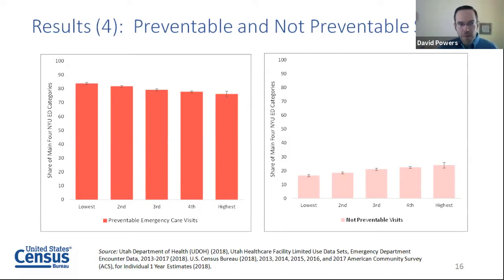If we look at the shares of preventable and non-preventable visits relative to the 4 main NYU emergency department types, we find that the share of preventable visits is falling as household income rises. And conversely, the non-preventable, true emergency share of visits is rising as household income rises. You can see with the check marks, we're trying to emphasize what we see in the lowest quintile versus the highest quintile.